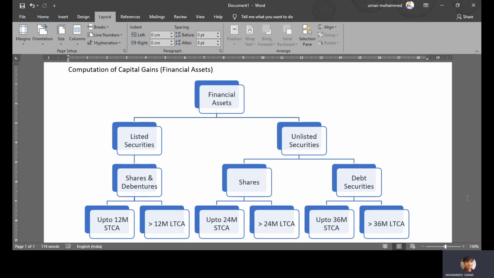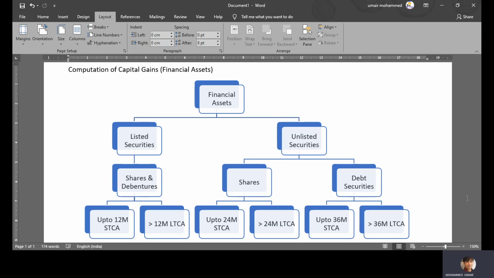assets. So as you can see here, when it comes to computation of financial assets capital gain, we have to classify the financial assets into two broader categories. One is the listed securities and the other one is the unlisted securities. We have already gone through this chart in detail in the previous class, but this is just a recap. When we say listed securities, these are those securities which are publicly traded, which can be bought and sold by investors in stock exchanges.